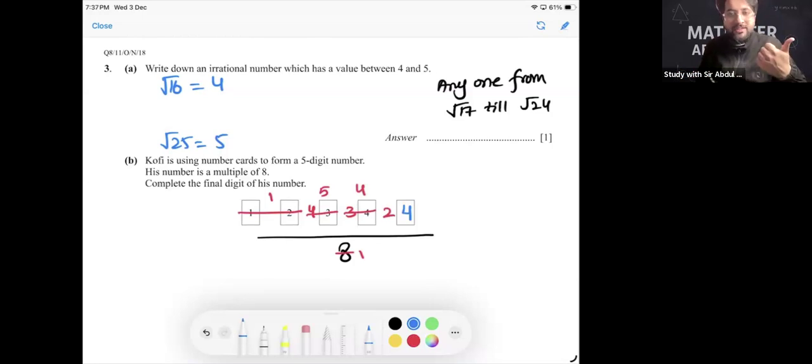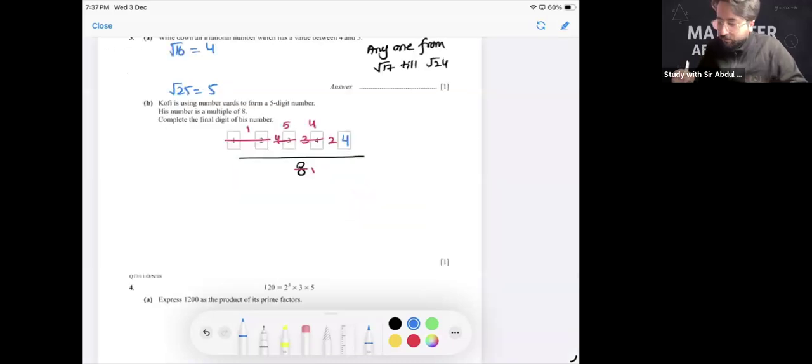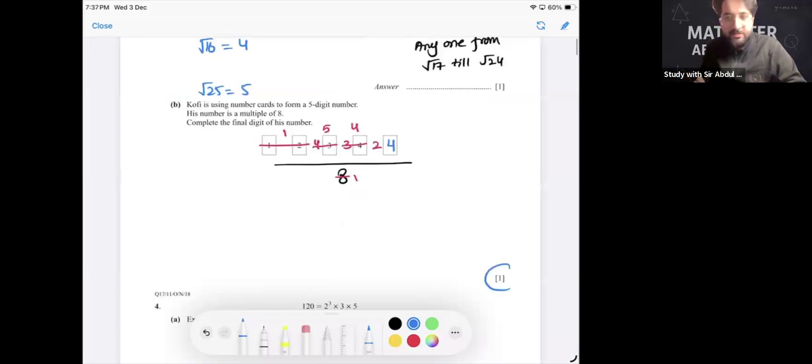Because if you write 6, 26 is not a member of table 8. If you write 8, you cannot write it because 28 is not a member of table 8. If you write 0, 20 is not a member of table 8. So the last digit in this particular question is 4. Understood everybody or not? So it's a 1 mark question. So it's done, dusted. Okay.